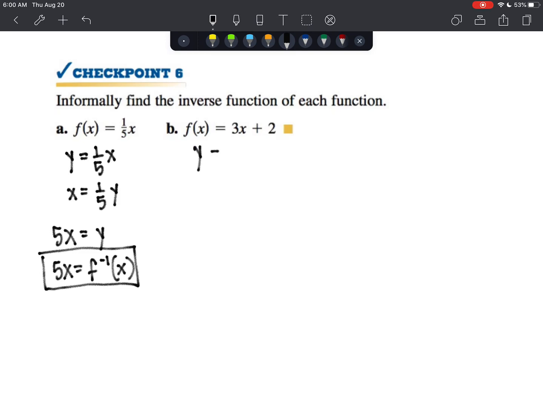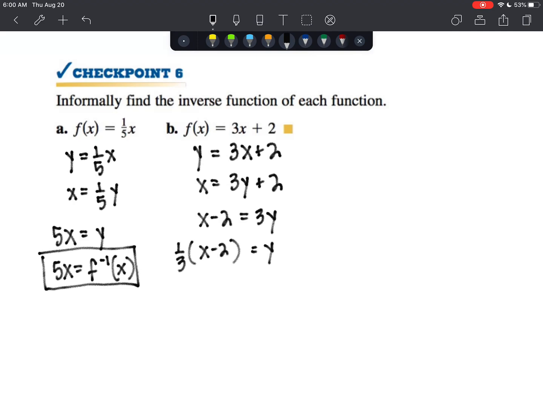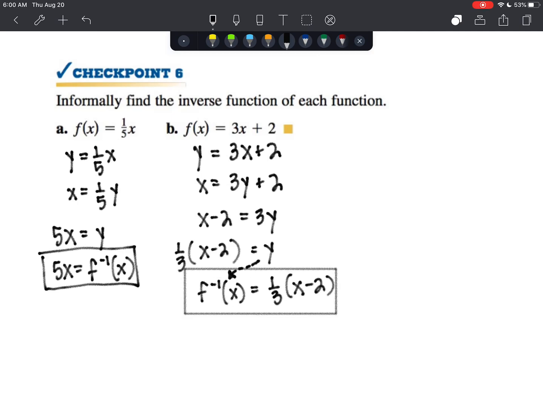Let's try again. We're going to change f of x to y. And then I'll swap the x's and the y's. I'm going to solve for y by subtracting 2 from both sides. And then I'm going to divide each term by 3, or how this book did it is they multiplied both sides by 1/3. So they said f inverse of x is equal to 1/3 times the quantity x minus 2. And I'd be willing to bet that that's what they had in the back of the book if this was a homework problem.